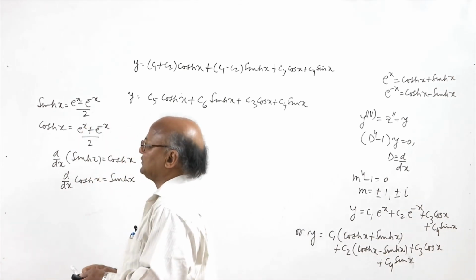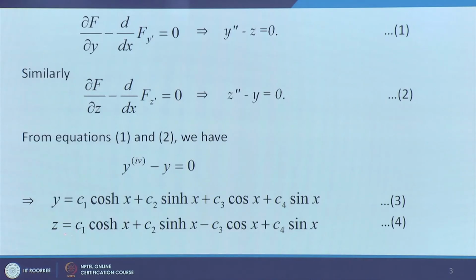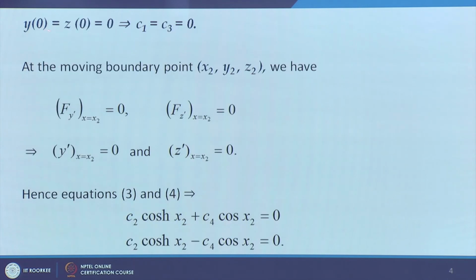So we can differentiate twice, and then we will get z. Y double dash is equal to z. So z will be C1 cosh x plus C2 sinh x minus C3 cos x plus C4 sin x. Now we are given that y(0) is equal to 0, z(0) equal to 0.